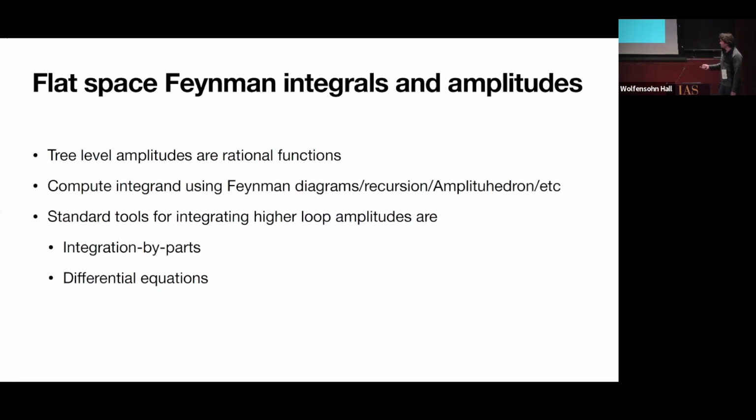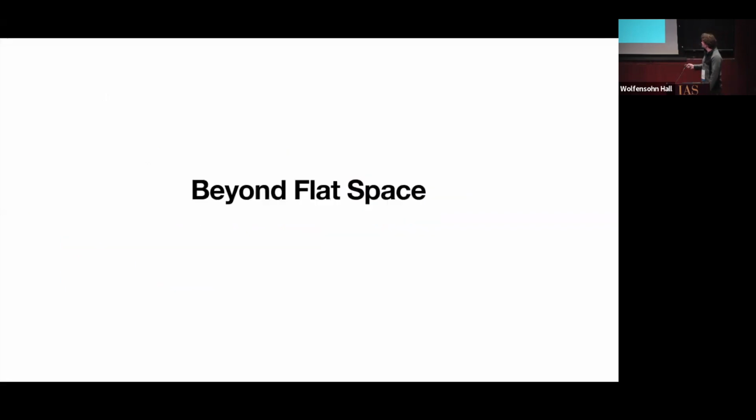The first one is integration by parts, where we take the basis of functions and we reduce it to some much smaller finite basis. Then we find the differential equations that our Feynman integrals obey, and we solve those differential equations using a variety of techniques, such as canonical differential equations. My goal of this talk is to take these two strategies, integration by parts and differential equations, and generalize them to one-loop diagrams in AdS with generic masses for the internal and external states.